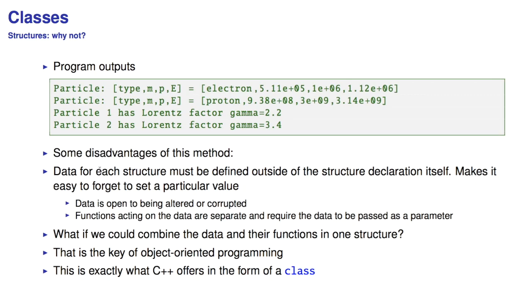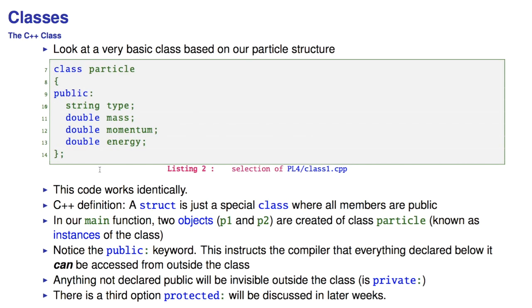And that's really the key of object-oriented programming. And this is exactly what C++ offers in the form of what is called a class. So let's turn our struct into a class. And the first thing I'm doing is the most stupid class, which does exactly the same thing as our struct already did.